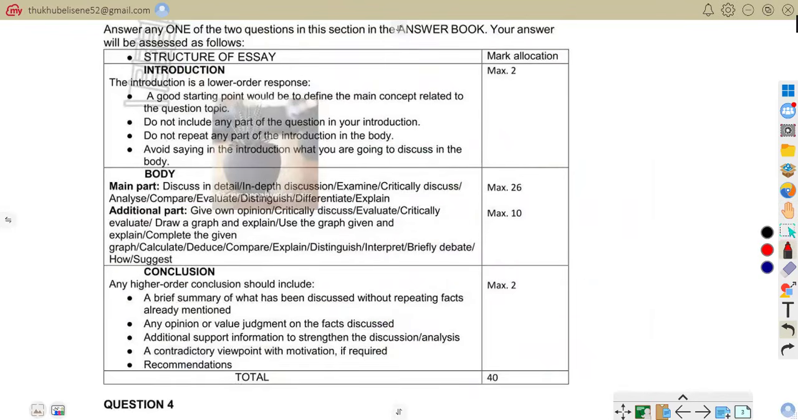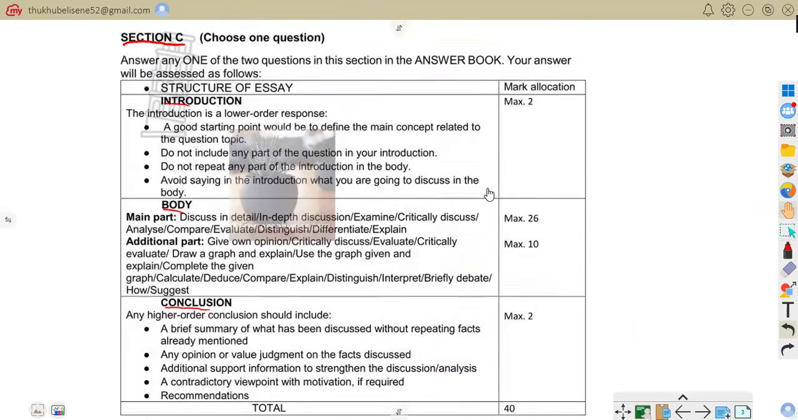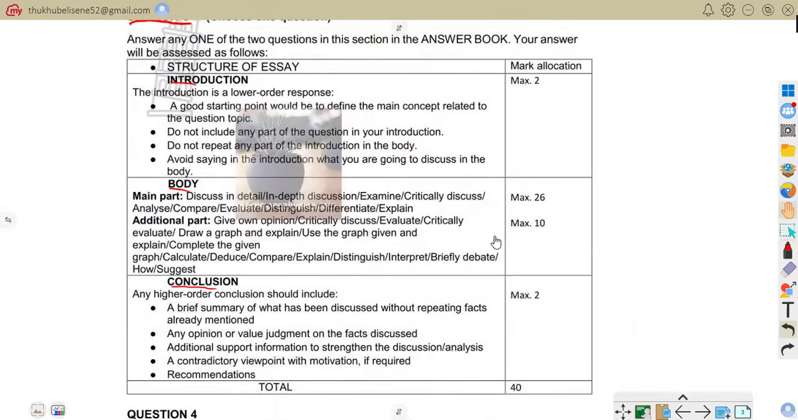Here we are on Section C. As it says, choose one question, but you're going to attend to both question 4 and 5. It says answer one question of the two questions in this section in the answer book. Your answer will be assessed as follows. So there is a structure of an essay, also the mark allocation of an essay. We know that our essay has what? Introduction, body, as well as conclusion. Going through that structure is very important.